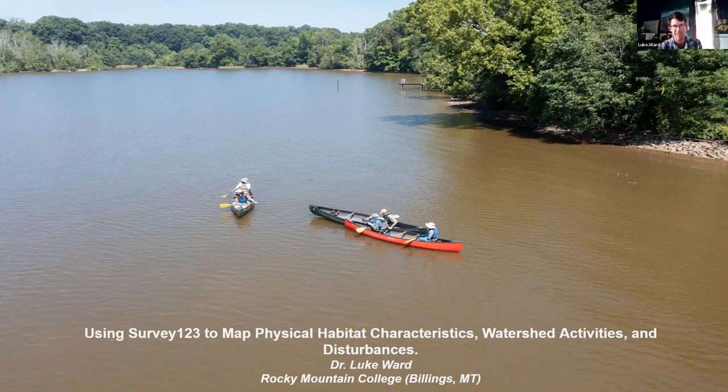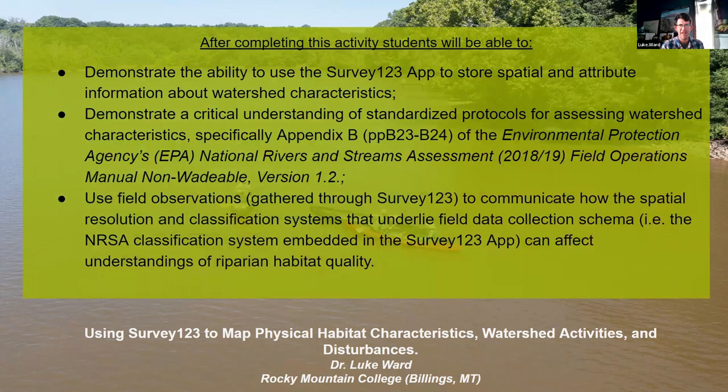Can you hit next there, Andy? As spelled out in the Environmental Protection Agency's National Rivers and Streams Assessment manuals, I integrated the wadeable and non-wadeable manuals. In a nutshell, I built a little Survey 123 app that you can access via Cubes as an XML file, and then you can adapt it to your own river. It's set up to gather information from one little subset, Appendix B in particular, of the NRSA Field Operations Manual.